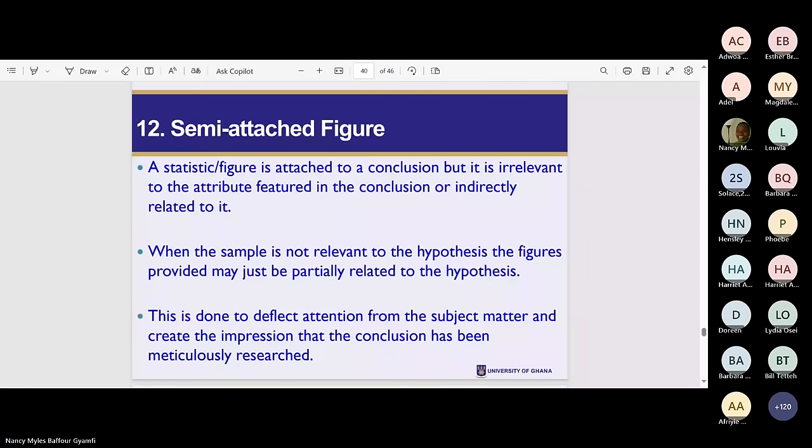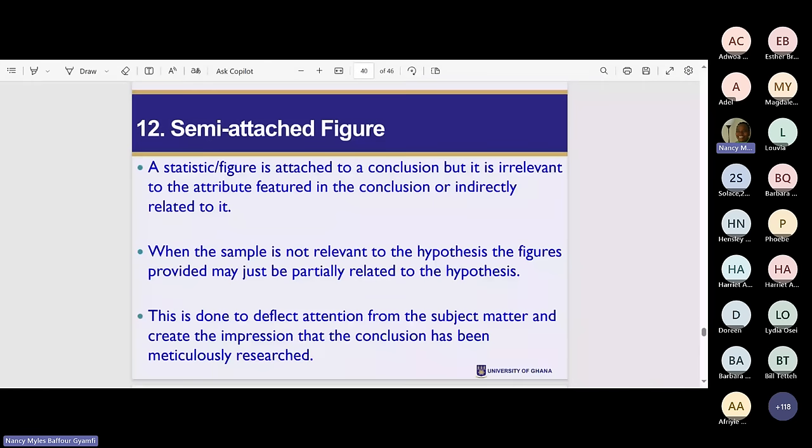Now watch, for semi-attached figure, your premises may be true. The evidence you have in the premises, which contains the statistics, the figure, may be very true. So we are not saying there is a vagueness there, that the thing is not precise. It's not that. This one, you have evidence, a research, and the figure, the 60.99% or the statistic you have used there, is empirically verifiable. So the premise is true. The figure in that premise is true. What you are stating in the premise, the evidence you want to give, is true.